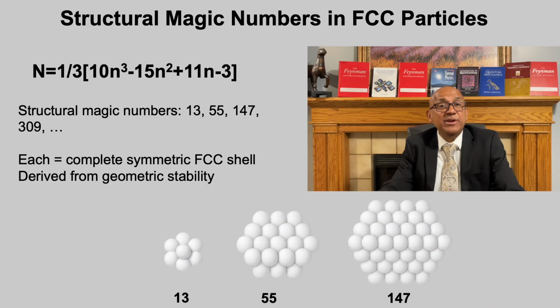Now that we have seen the stability of the 13 atom and 55 atom clusters, we can generalize this idea to larger nanoparticles. Each time a new symmetric shell is completed around the previous cluster, another stable size appears. These special cluster sizes are called structural magic numbers. They arise directly from the geometric stability of FCC close packing. After 13 and 55 atoms, the next stable sizes are 147, 309 and so on. Each of these corresponds to a complete symmetric shell, giving the nanoparticle enhanced stability compared to other sizes in between.